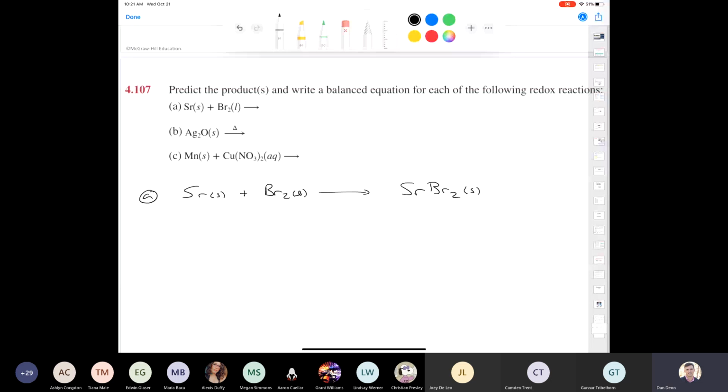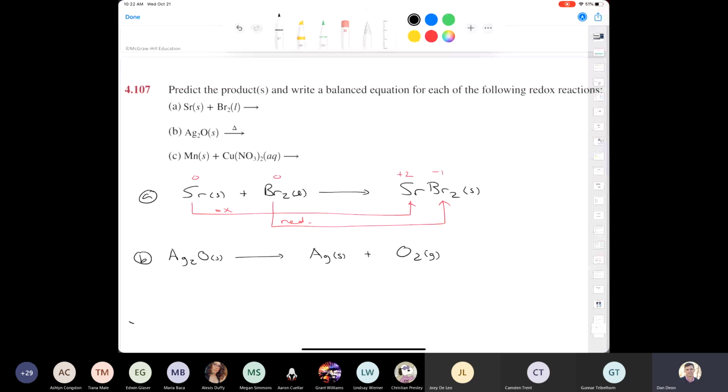That's it. Is the equation balanced? Absolutely. The strontium is going from 0, and the bromine is 0. The strontium is +2 oxidation state, and here the bromine is -1, so the strontium is undergoing oxidation, and the bromine is undergoing reduction. The next one, B, we have silver oxide. It's undergoing decomposition. What's it going to make? It's going to make silver, which is a solid metal, and oxygen, which is a gas.